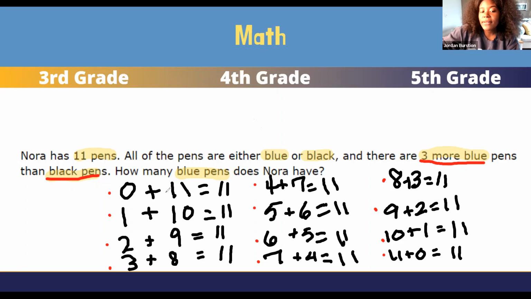So here we have 0 and 11. 11 would be 11 more pens. 10 would be 9 more pens. 9 would be 7. 8 would be 5. Let's see. 7 would be 3. I think this may be our answer. Okay. 4 plus 7 equals 11. And if she had 7 blue pens and 4 black pens, she'd have 3 more blue than black.